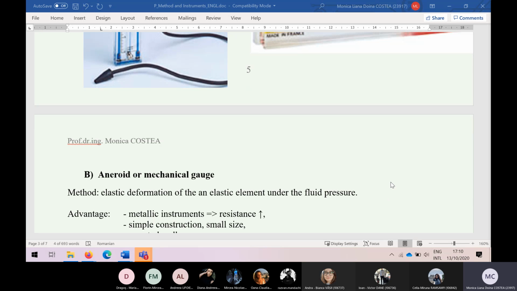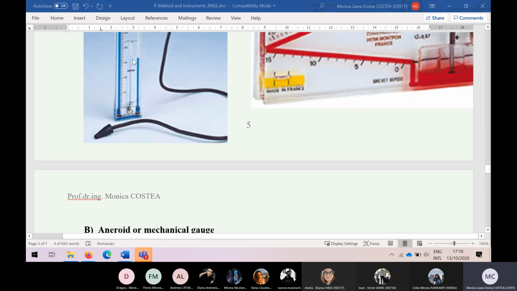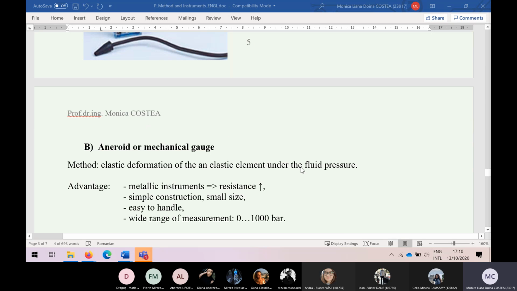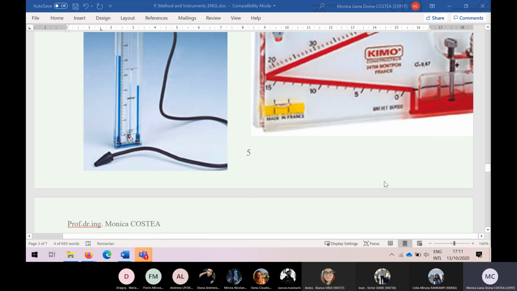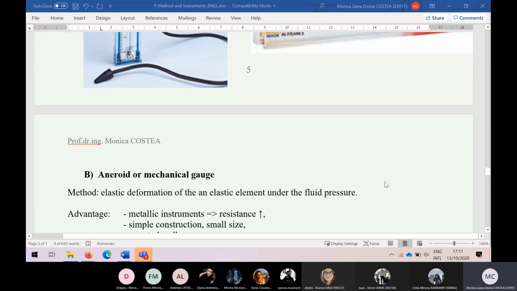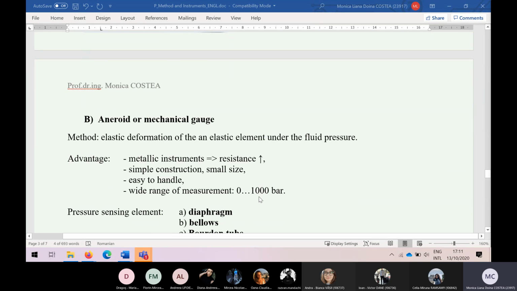The advantages of using these mechanical aneroid gauges, which are really widely spread, is the fact that we pass from glass instruments to metallic instruments, so the resistance is much more enhanced. Not to speak about construction, which is simple, size reduced, easy to handle, and a wide range of variation compared to the previous operation. So they can measure up to 1000 bar.